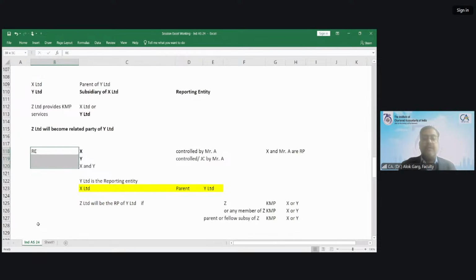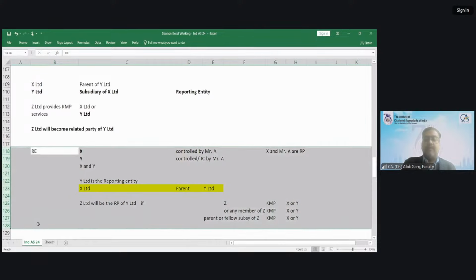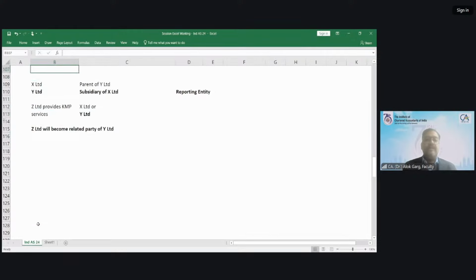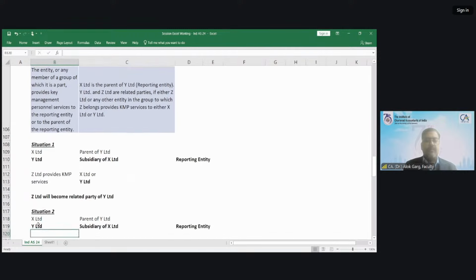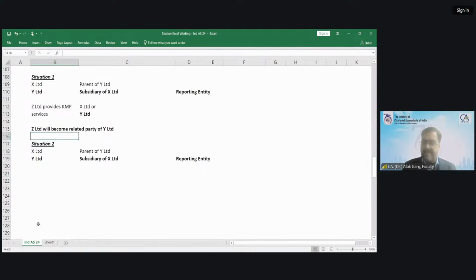Okay. So now let's say second situation. Situation 1. Situation 2. Sir, on situation 1, whether the X Limited will be related party of Z Limited, sir? Yes. So Z Limited will become related party of Y Limited and X Limited both. Okay, sir.